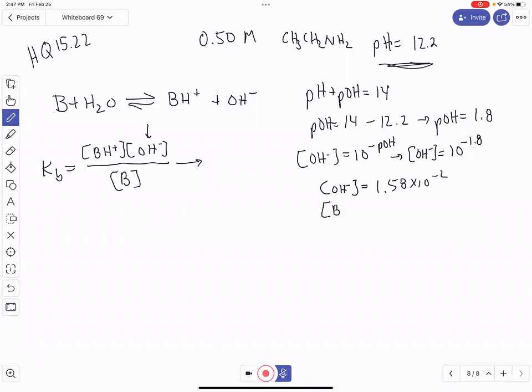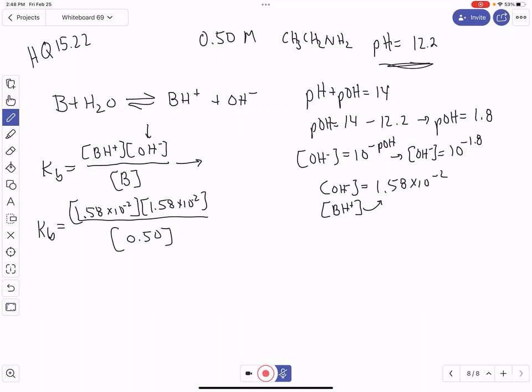That also equals, right, the concentration of my conjugate acid. They are formed in the same 1-to-1 ratio. So now I know my concentration of hydroxide and conjugate acid, and I know my initial concentration of the base was 0.5. So Kb equals 1.58 times 10 to the minus 2, squared, all over 0.5. So I'm going to square that and then divide by 0.5, and I get a Kb of about 5 times 10 to the negative 4.